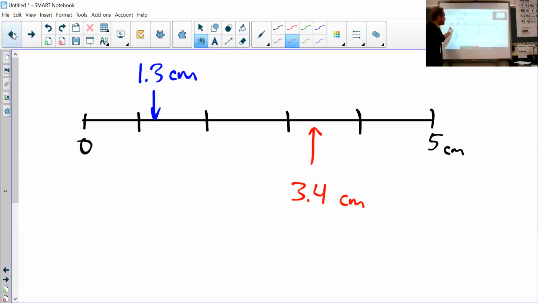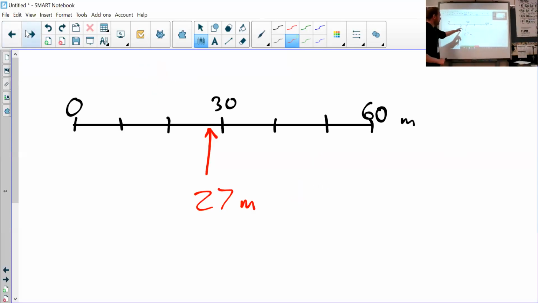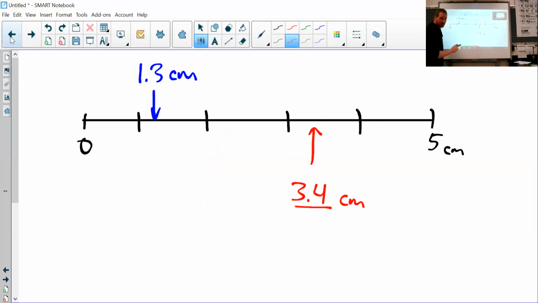Notice how this measuring tool had one line for every single centimeter. 1 centimeter, 2 centimeters, 3, 4, 5 centimeters. This tool had a line for every 10 centimeters. 10, 20, 30, 40, 50, 60. So for that reason, we get a less quality measurement out of this one. What do I mean by less quality? This one measures to the ones place. This one measures to the tenths place.